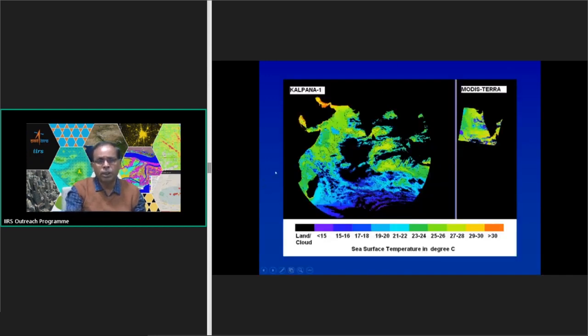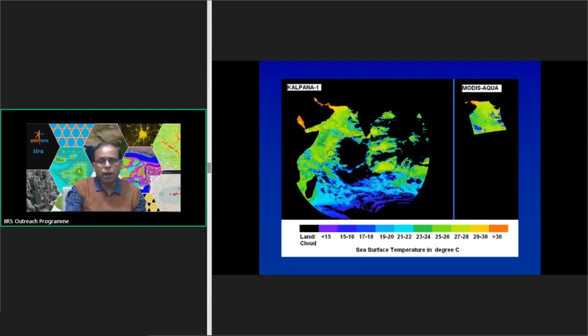So we have a thermal sensor in the geostationary satellite Kalpana-1. So we are getting the sea surface temperature around the Indian Ocean region, Bay of Bengal and Arabian Sea. And this is the MODIS Terra data. They also have thermal sensors, and this is the sea surface temperature generated by MODIS Terra, which is the morning pass, and the corresponding Kalpana data. We have just compared these two data sets. They are quite matching well.